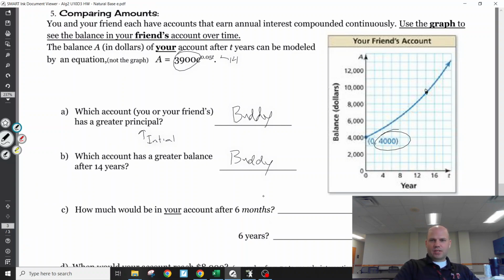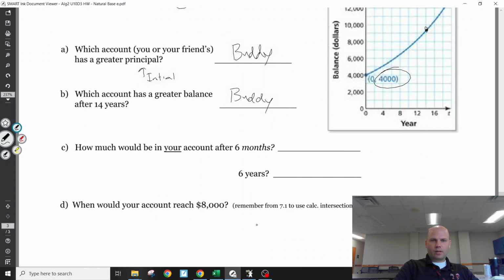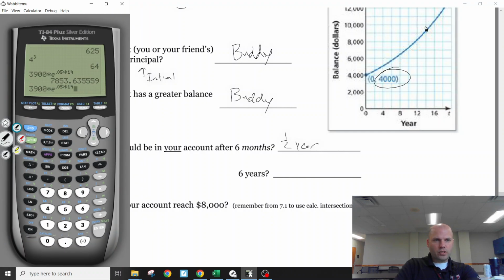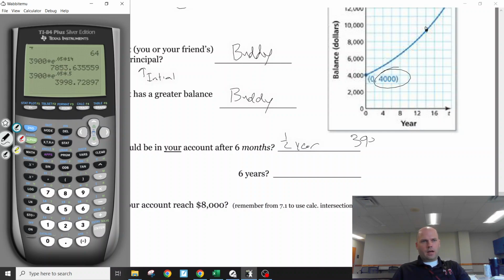Oh, after 6 months, that's so silly. 6 months is half of a year. So after half of a year, not 14 years, we get 3,998. You can also do this in Desmos with x equals 0.5. And then 6 years gives 5,264.44 or so.